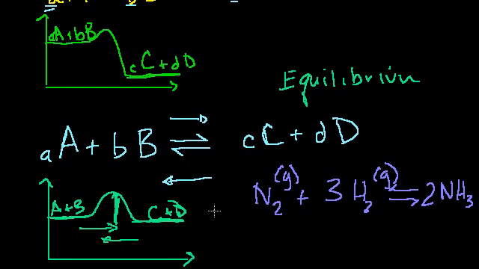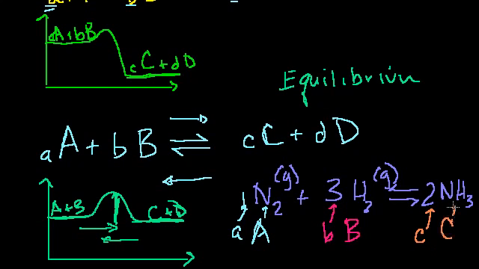But just, so in this case, we could say lowercase a is just 1. Capital A is the nitrogen molecule. Lowercase b is 3. Uppercase B is the hydrogen molecule. And then lowercase c is the number of moles of ammonia, and uppercase C is the ammonia molecule itself. I just want you to realize that this is just an abstract way of describing a whole set of equations.